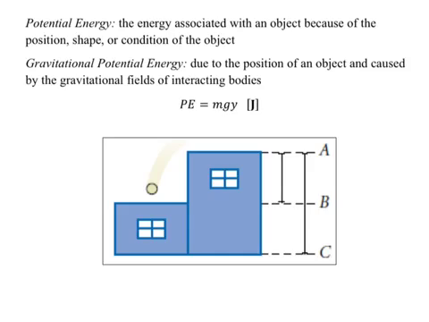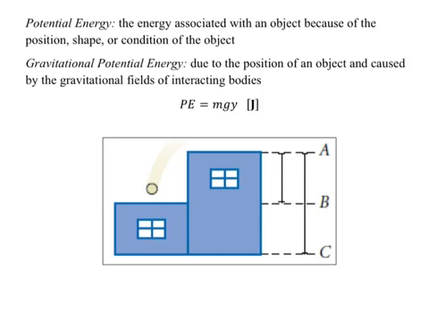Please remember, potential will determine what it actually means. Now, gravitational potential energy has to do with the position of an object, and it's caused by the gravitational fields of interacting bodies. So if we move up a certain height, we gain gravitational potential energy. The formula that we're going to use is mgy. M is the mass, g is the gravitational constant on Earth, and then we have to determine what y actually is. Remember from kinematics that y was our change in height.